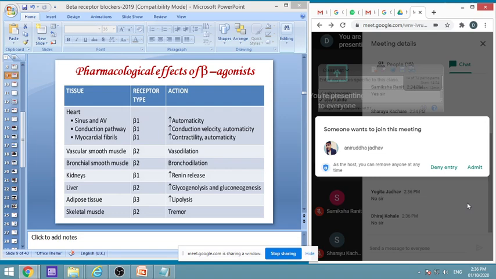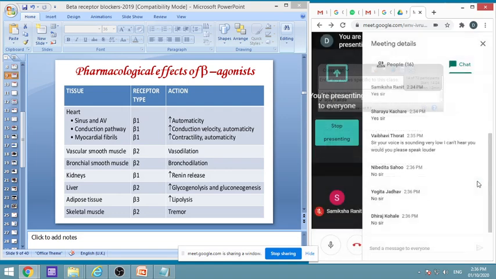Then it acts on the conduction pathway, so there is an increase in conduction velocity and automaticity. It helps in better conduction of impulses. In myocardial fibres, beta 1 will cause an increase in contractility and automaticity. Because of that, the force of contraction will increase. Thus beta 1 mediated effects are an increase in the force of contraction and an increase in the heart rate, or we call it a positive chronotropic, positive inotropic effect. So these are the effects which are there.